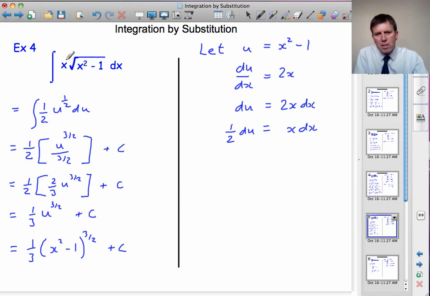Sometimes with something like this, we'll need to express x in terms of u, but other times the substitution that we make will actually use that up as part of the relationship between du and dx. And that concludes example 4.